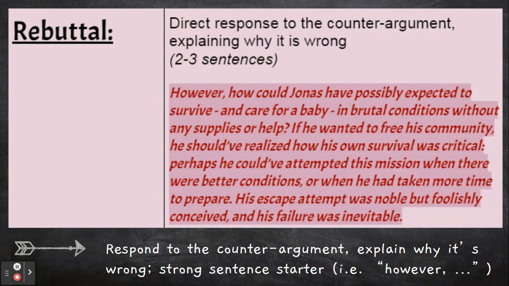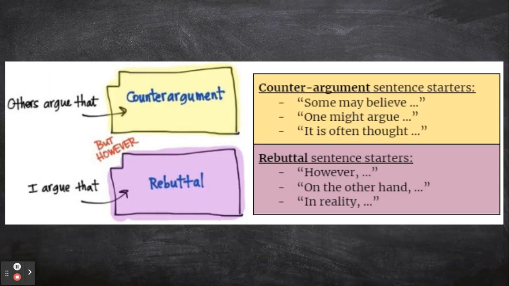Here I respond to the counter-argument and explain why it's wrong. Use a strong sentence starter such as however or in reality. So again, to summarize, the counter-argument has 2 parts. A couple of sentence starters are right here for both parts. You share the opposing opinion and then you say why it's wrong with your own rebuttal.